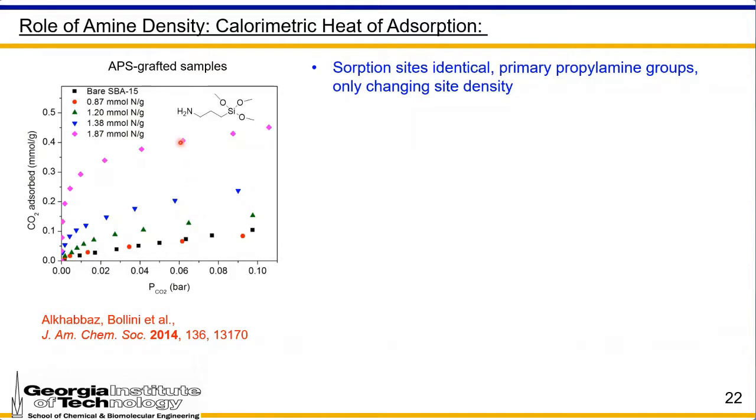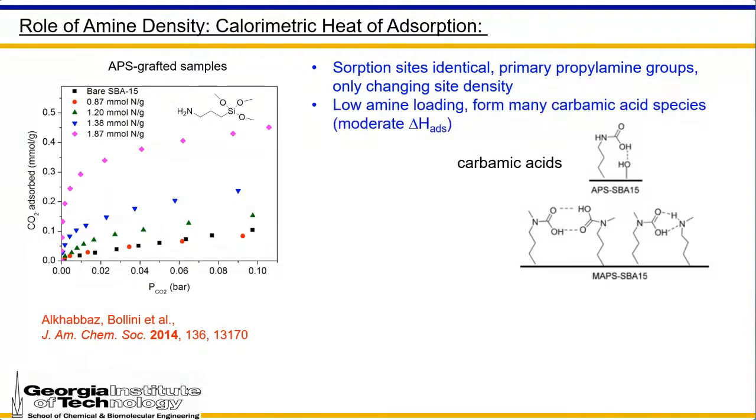And this is really interesting because this is a nonlinear response of uptake as a function of amine loading. And while our sorption sites are identical in all cases, being primary propylamine groups, we are changing the site density. And we can rationalize this behavior if we understand the way the CO2 adsorbs on the surface. At low amine loadings, where the amines are relatively isolated, we form carbamic acids, which have a moderate heat of adsorption and a moderate driving force for adsorption.